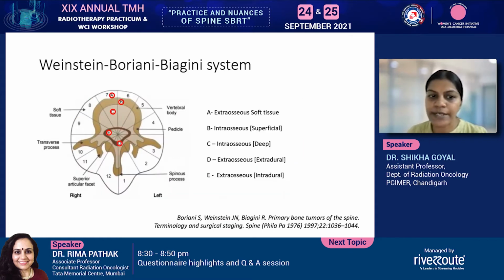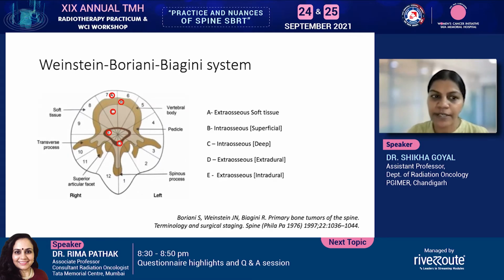The neurosurgeons had devised a communication system for depicting the various parts of the vertebrae. They had divided the vertebrae into 12 sectors, which went anti-clockwise from the spinous process. And they called it the Weinstein-Buriani-Biagini system. There was also a system for depicting the site of the vertebra from outside to inside, from A to E.